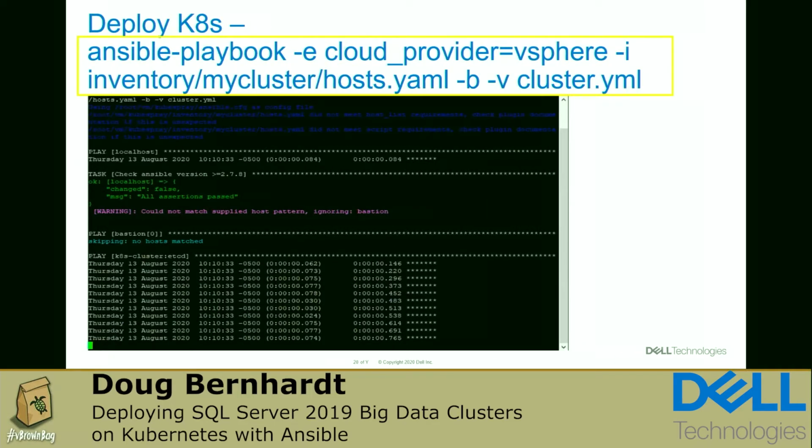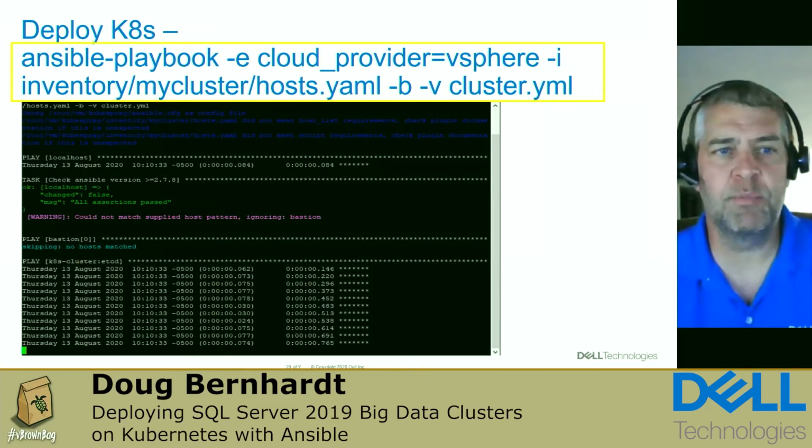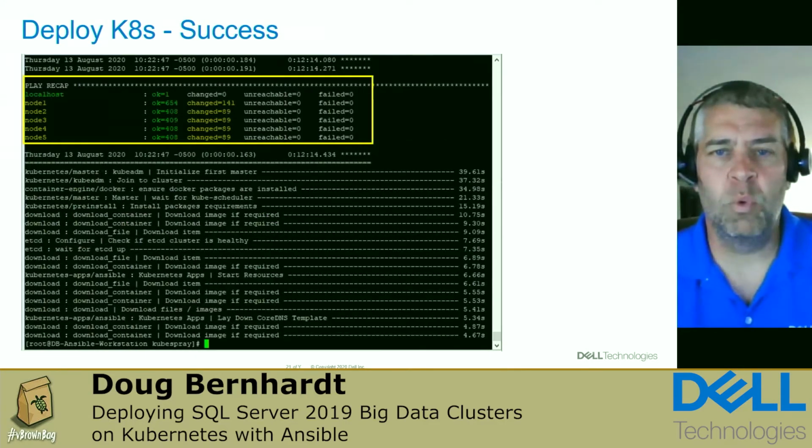Finally, we run the Ansible playbook command above, and it begins deploying the Kubernetes environment. This is a rather lengthy deployment because it does a ton of work. In my environment of 5 nodes, this takes around 15 to 20 minutes to execute. Once the deployment is complete, the Ansible play recap shows all of the changes that were applied.